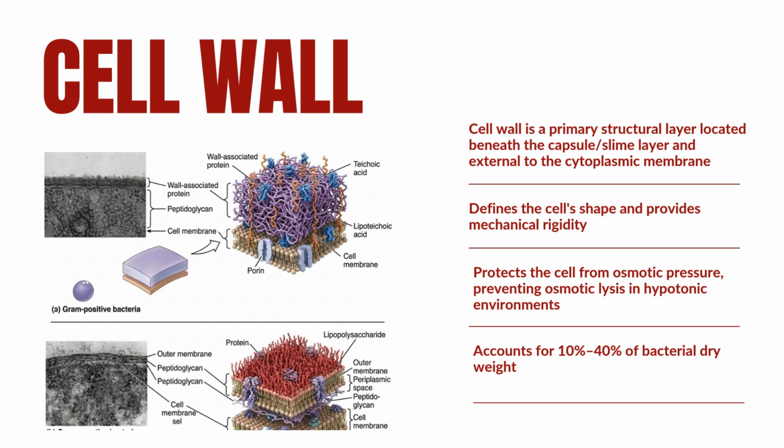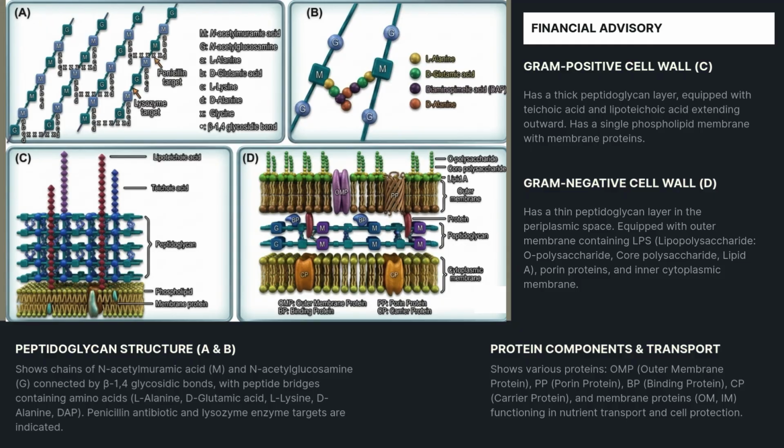The fundamental component of the cell wall is peptidoglycan, murein, a heteropolymer composed of N-acetylglucosamine (NAG) and N-acetylmuramic acid (NAM), linked by peptide chains. This intricate structure is the primary pharmacological target for beta-lactam antibiotics, such as penicillin and cephalosporins, which function by inhibiting the cross-linking of peptidoglycan strands.